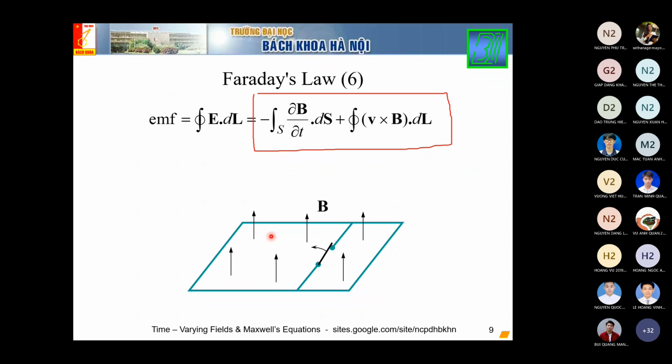Okay, I repeat once again. I have a frame like this. Of course, this one is a conductive frame, and it is inside a uniform field B. I open the switch, I close the switch, I open it, I close it, many times. So tell me, is there any EMF in this case? Yes or no?